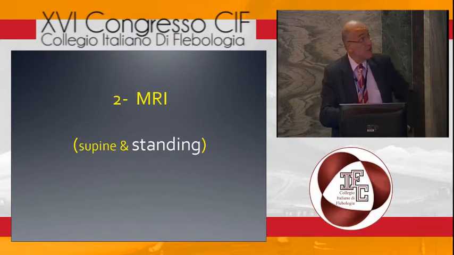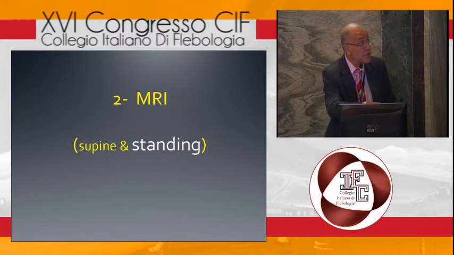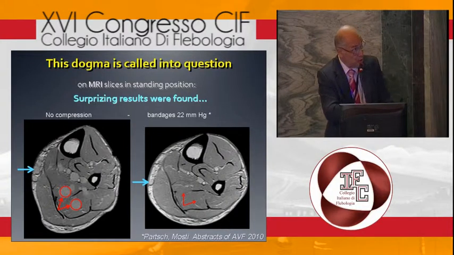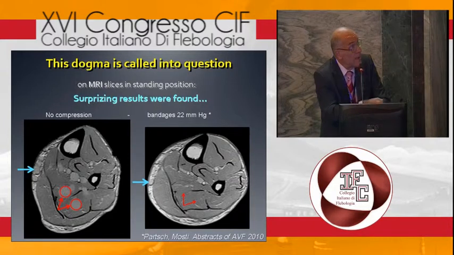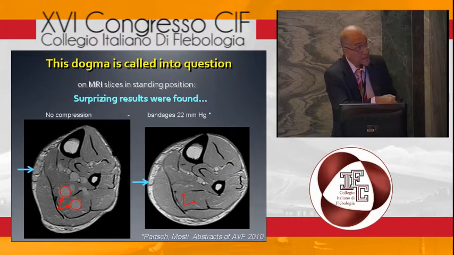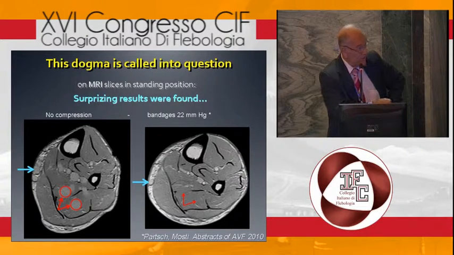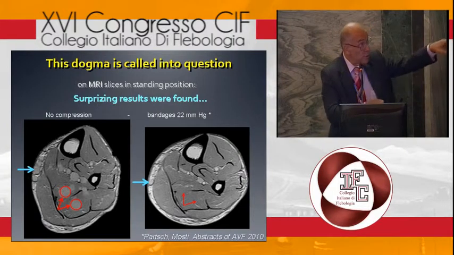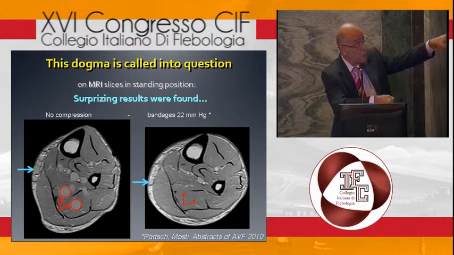Yes. So this dogma is called into question, and this was a very interesting presentation that Giovanni Mosti and Hugo Partsch made in the American Venous Forum in 2010, showing these slices that Hugo showed previously. And this is very surprising because you see here with no compression, the shape of the leg is different because the stocking around the leg is modifying the shape of the leg, it's rounder. And second, which is very interesting, you have here big veins, which are the veins of the soleus I showed you previously in the anatomy.